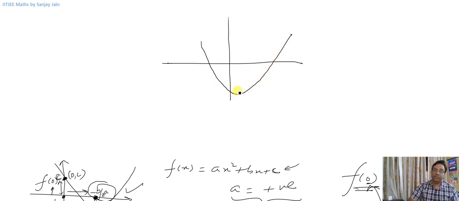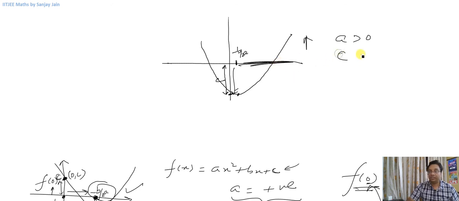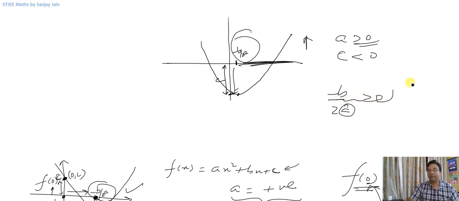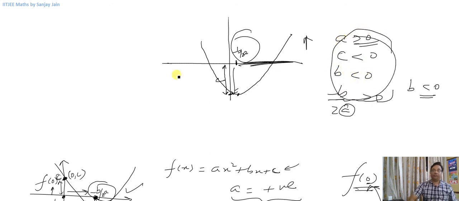All right. For this graph, this is the vertex. So here I'll have minus b by 2a. In this graph, this is c, right? It is opening upwards, so a is positive. It is cutting the y-axis below this horizontal line. So c is clearly negative. Minus b by 2a in this case is positive, and a is also positive. So to satisfy this inequality, b has to be negative, right? So b is negative. So this is the way you can comment about signs of a, b and c.